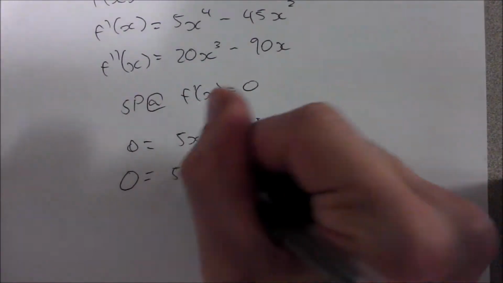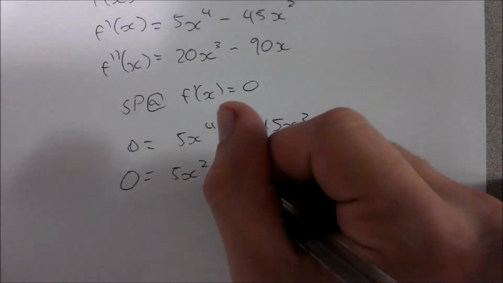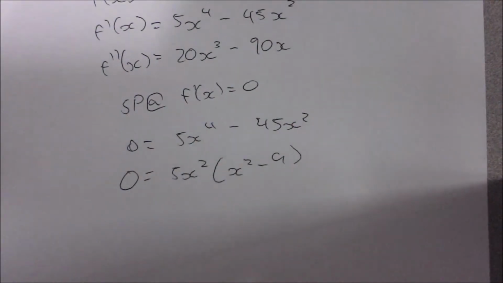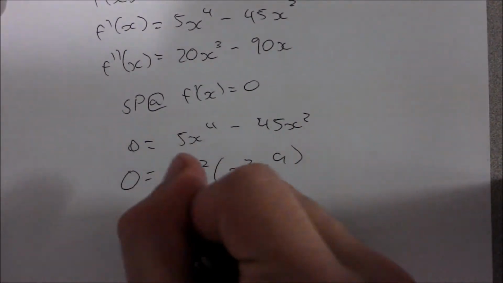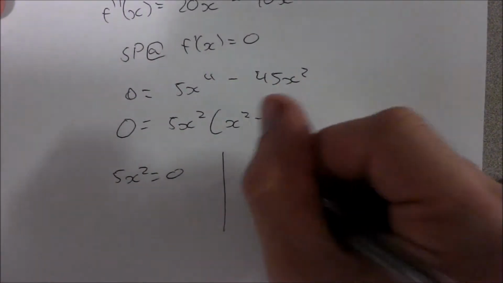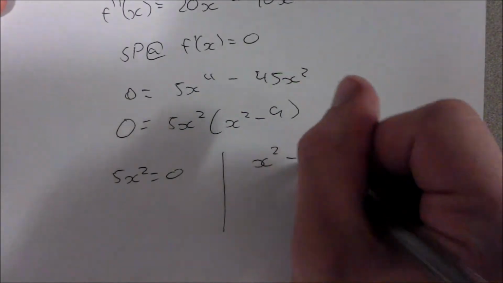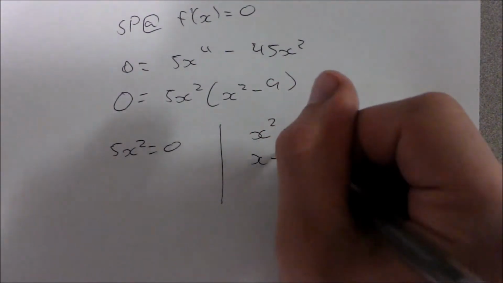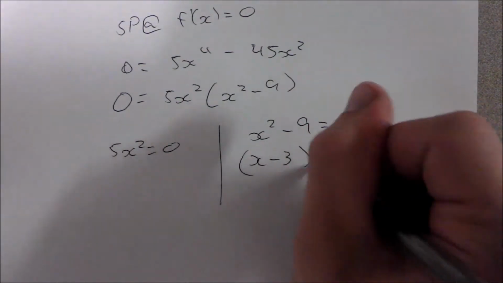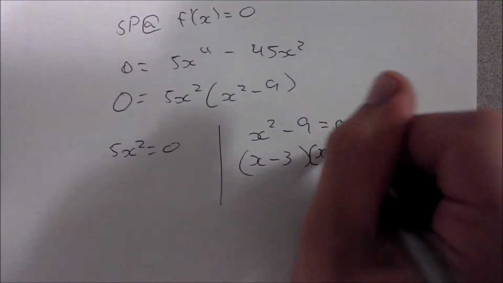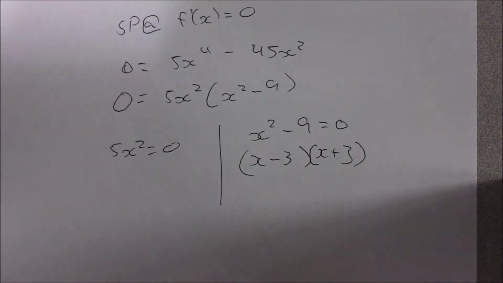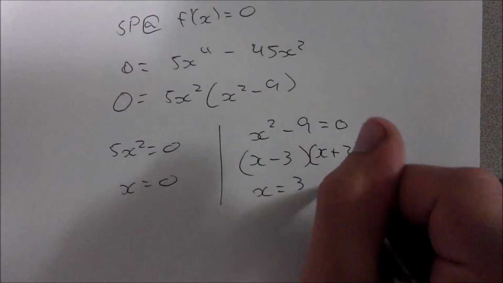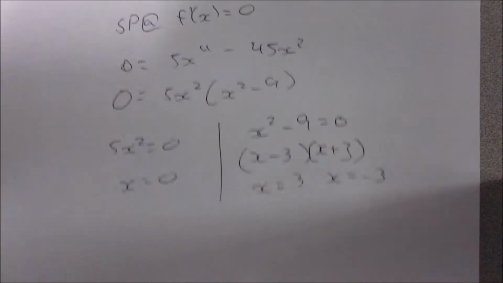factorize it out to 5x squared. And then we go to find our values of x. So we have 5x squared equals 0, and x squared minus 9 equals 0. And this is a perfect square, so we get x minus 3, x plus 3, and then that means x equals 0, x equals 3, and x equals minus 3.